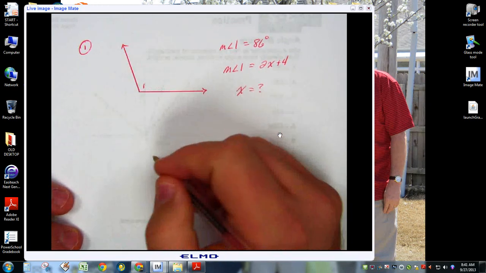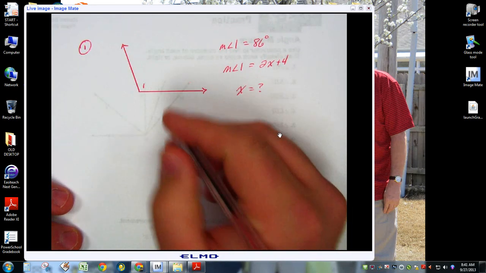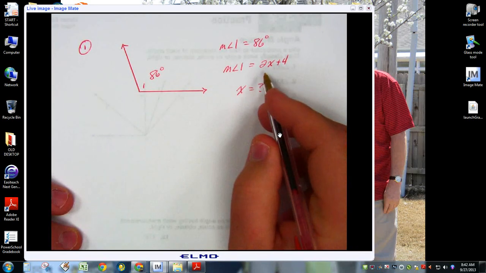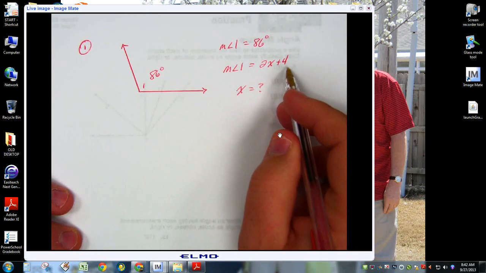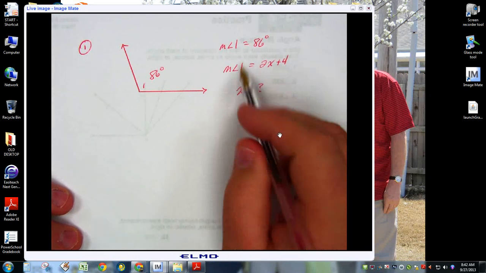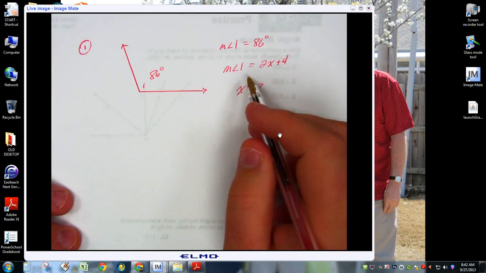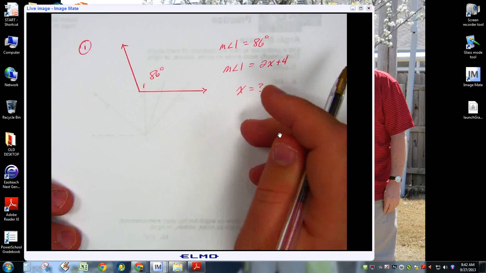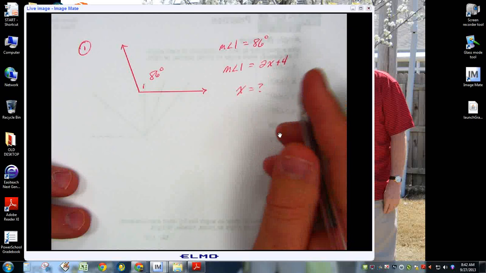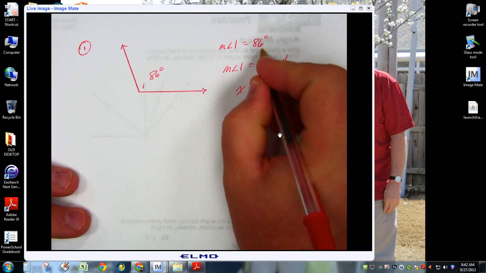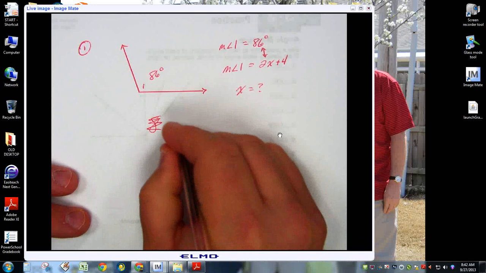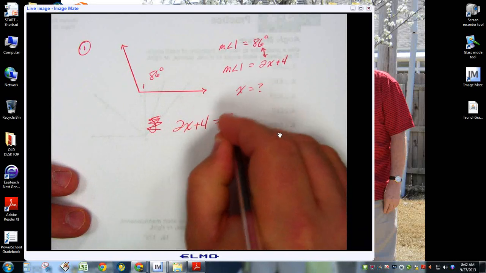What is the measure of this angle? 86. It's 86 degrees. But what did I also say the measure of angle 1 was? 2x plus 4. What does this remind you of? What kind of problem? Algebra. Nathan, sit up. An algebra problem. So probably I need to create an equation using the information given. What things are equal here? 86. Aren't these two things the same thing? Yes. So my equation would be 2x plus 4 equals 86.